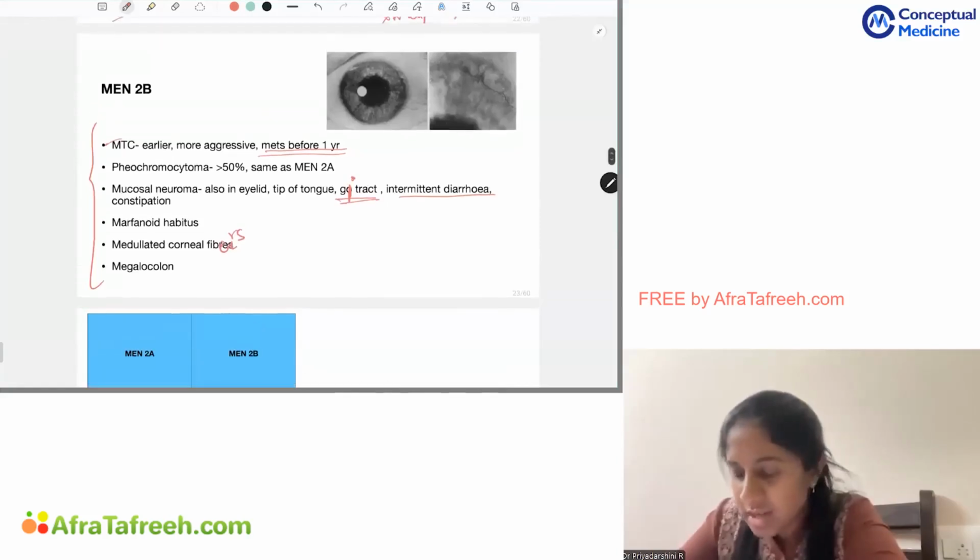So what you see here is a medullated corneal fiber. So this is seen here, in this portion.